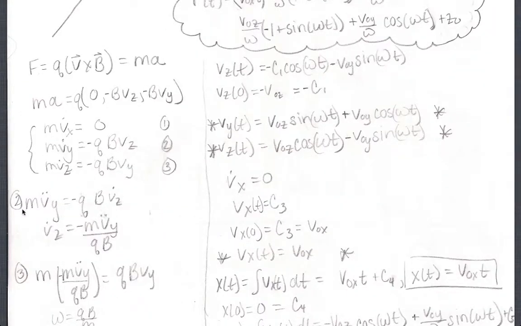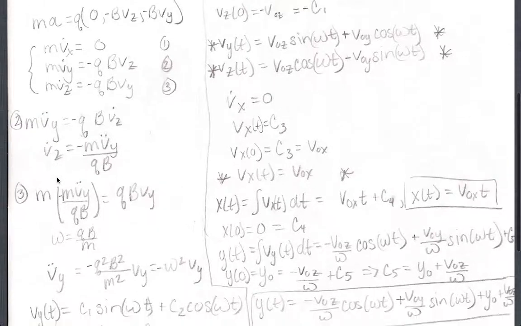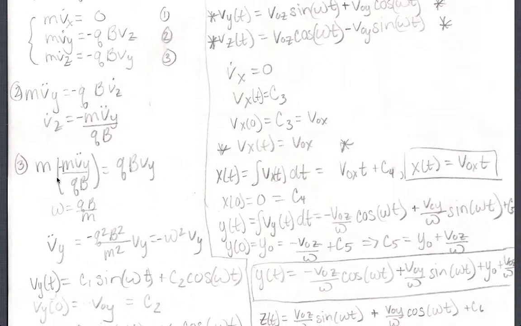So I first took equation 2 and differentiated it with respect to time and solved for vz dot so that I could plug this expression into equation 3. And so I did that and got a differential equation for vy. So I got vy double dot is equal to negative omega squared vy, and I just defined omega as qB over m.